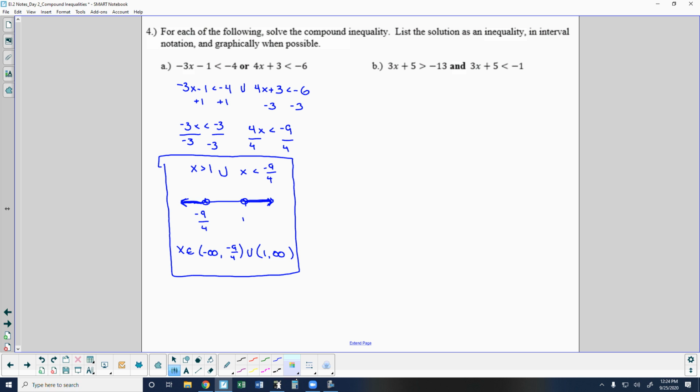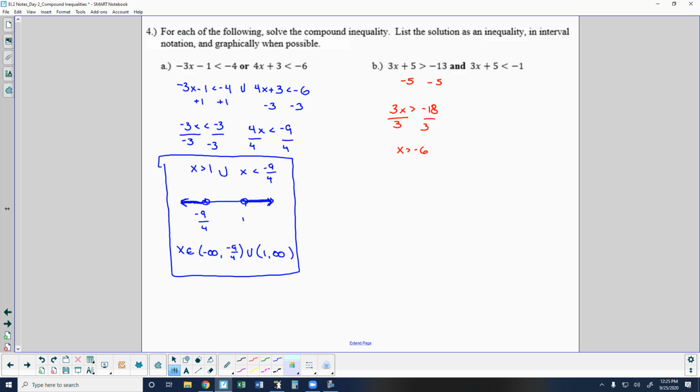Let's take a look at B. Notice that we see the word and here. So this time I'm going to go ahead and just start the solving process from the beginning. I'm going to solve the problem to the left. So subtract 5 first. So 3x is greater than -18. And divide by 3. So x is greater than -6.